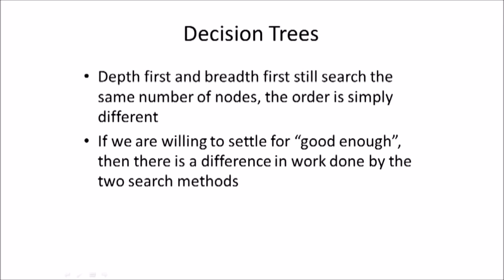What we also saw, though, was that by explicitly building the tree and then searching it, both depth first and breadth first would still search the same number of nodes. They do the same amount of work here. The order is simply different in terms of how they find it.